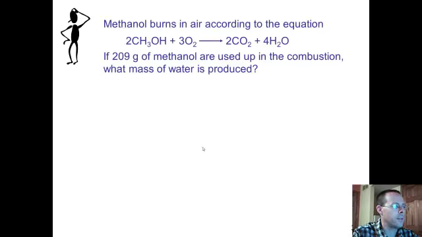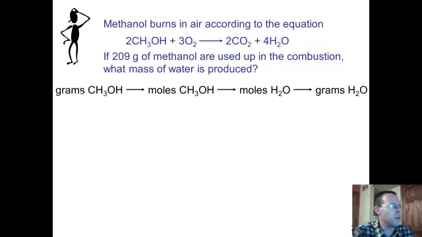Alright, so we're going to have an example. Methanol burns in air according to the following equation. 2 moles of methanol plus 3 moles of oxygen yield 2 moles of carbon dioxide and 4 moles of water. If 209 grams of methanol are used up in the combustion, what mass of water is produced? Okay, so if we were able to measure 209 grams is what we started with, how much water would we produce in that case?